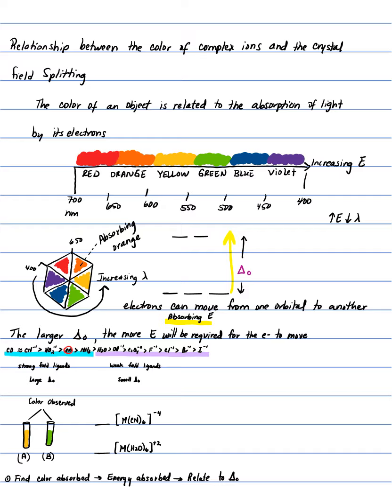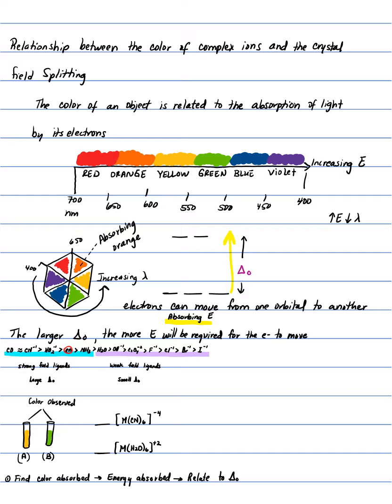Okay? If it's light that is being absorbed or emitted, and that light is in the visible part of the electromagnetic spectrum, we can actually see a color. Okay? So color is related to electronic transitions. So what I have here is that visible part of the electromagnetic spectrum.